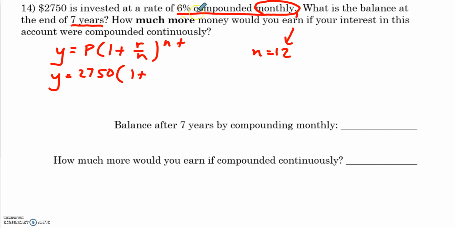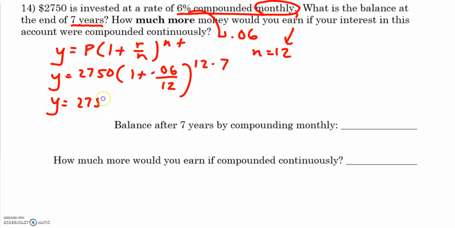Now remember that this 6% is really 0.06 as a regular number. So it'd be 0.06 over the number of times the money is compounded, 12 times, to the 12 times 7. So to simplify that, that'd be y equals $2,750 times (1 plus 0.06 over 12) to the 84th power.